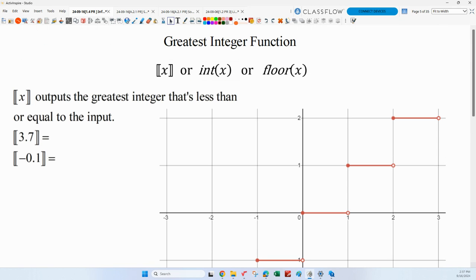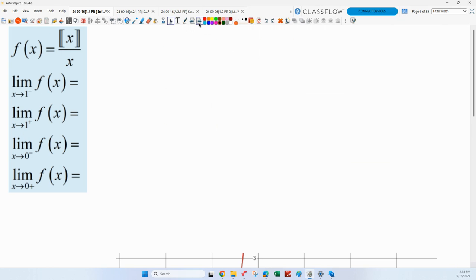Ceiling function would be what then, do you suppose? If I input a number, it's going to output what? It's going to output the least integer that's greater than or equal to the input. So like the ceiling of 3.7 would be what? 4. The ceiling of negative 0.1 would be 0, etc. Right? You get the idea? Okay, so there's a function. How come I'm talking about it? Because we're going to use it. So let's try a couple things.